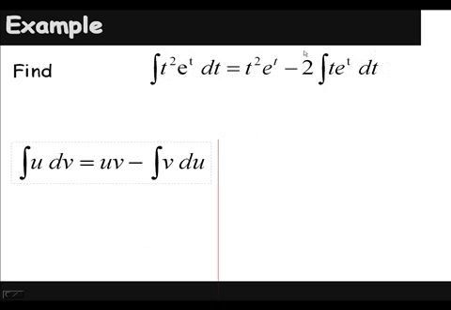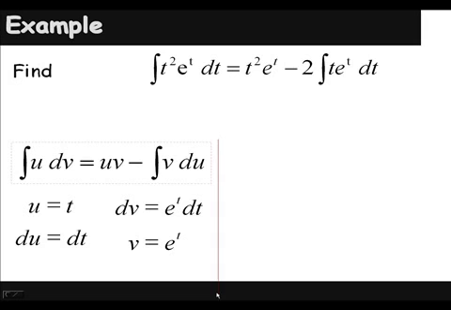We're going to use integration by parts on this integral over here. So the rest of it's going to come along for the ride, and we're going to integrate by parts on the integral t e to the t dt. So we'll let u equal t. We'll let dv equal e to the t dt. The derivative of u equals t is du equals dt. The antiderivative of dv equals e to the t dt is just v equals e to the t.